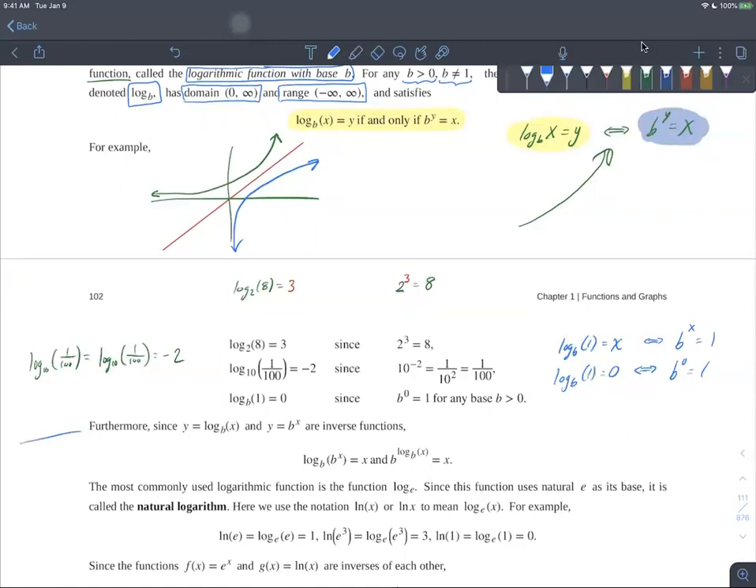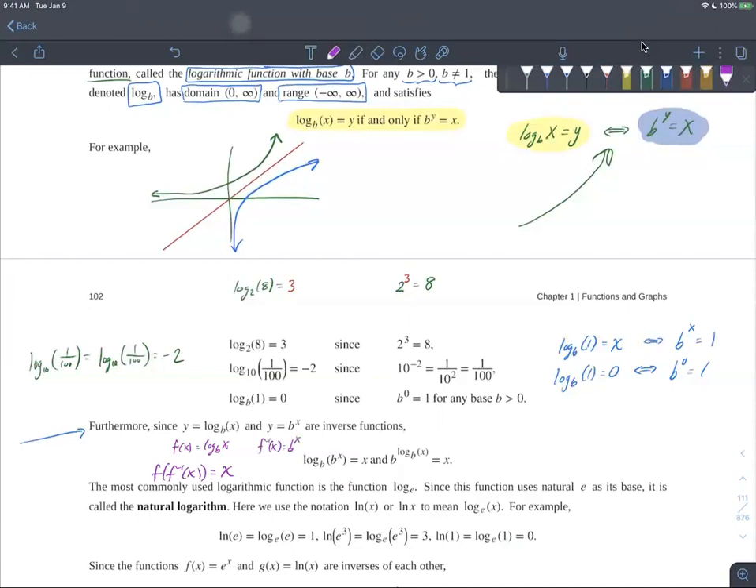Now, furthermore, since y equals log base b of x and y equals b to the x are inverse functions, we know that when you apply an inverse function to another function, in a lot of cases, they cancel out, right? So if you wrote this as f of x equals the log base b of x, and f inverse of x is equal to b to the x, then essentially what we're saying here is that f of f inverse of x is equal to x.